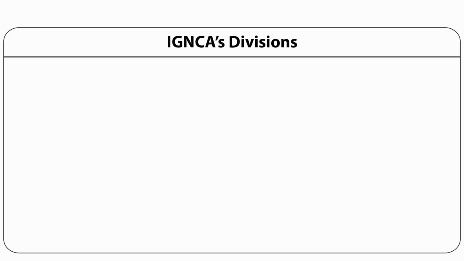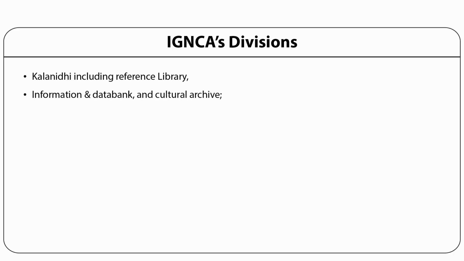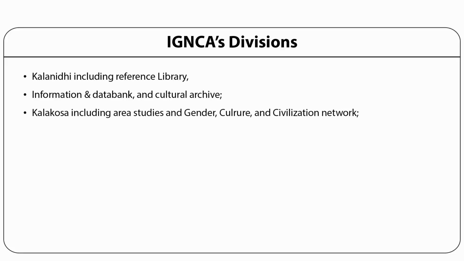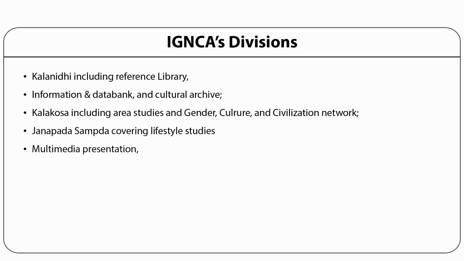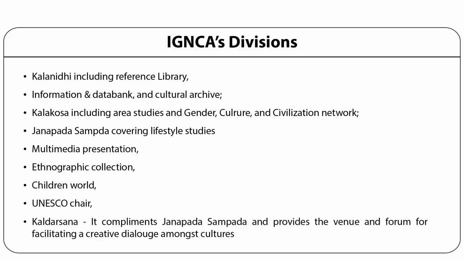IGNCA's divisions include Kalanidhi, including reference library, information and data bank and cultural archive, Kala Kosa, including area studies and gender, culture and civilization network, Janapada Sampada, covering lifestyle studies, multimedia presentation, ethnographic collection, children world, UNESCO chair, and Kala Darshana. It complements Janapada Sampada and provides the venue and forum for facilitating a creative dialogue amongst cultures.